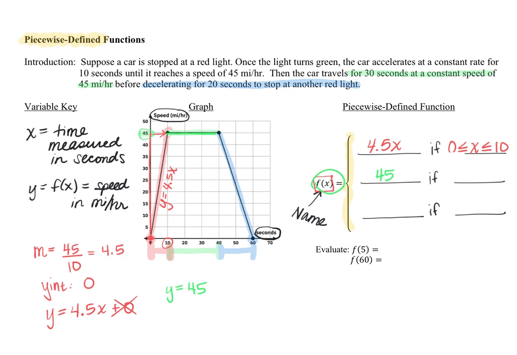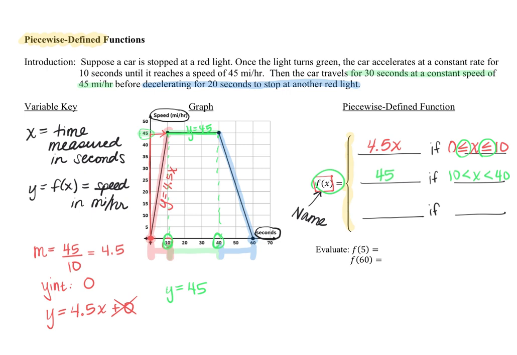But again, that green portion of the graph was only applicable from 10 seconds until 40 seconds. So those are going to be x values between 10 and 40. And now we're going to do 10 less than x and x less than 40. We're not going to put an equal to here because we put the equal to on the piece above, and we don't want to have an equal to on both.